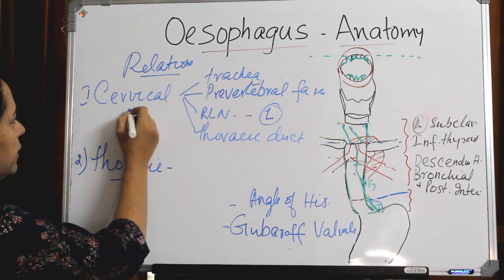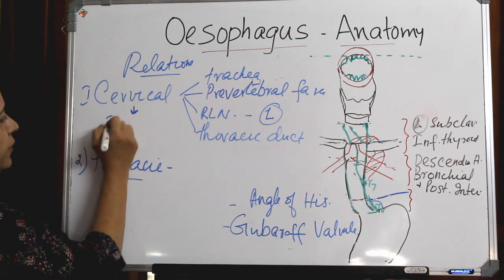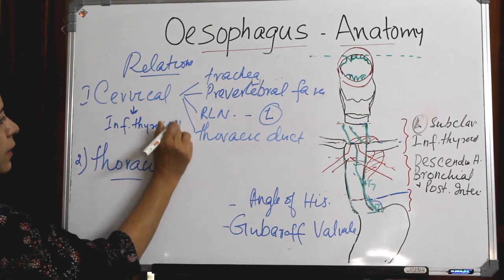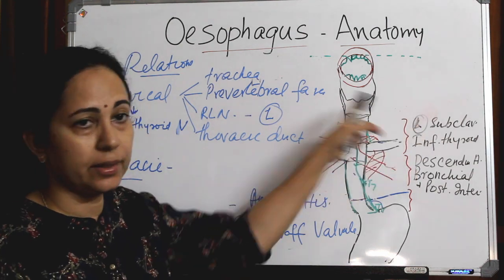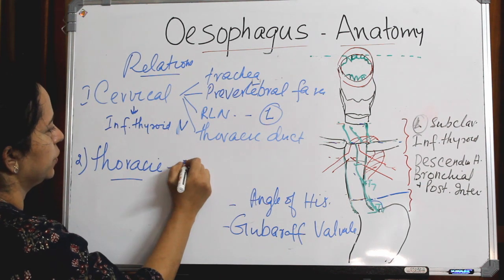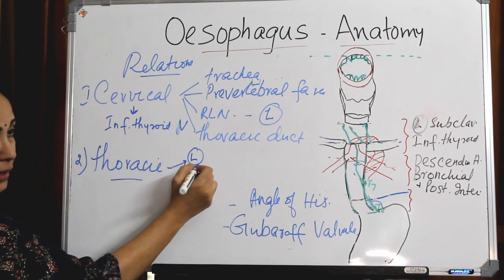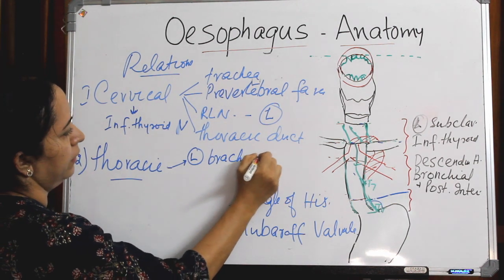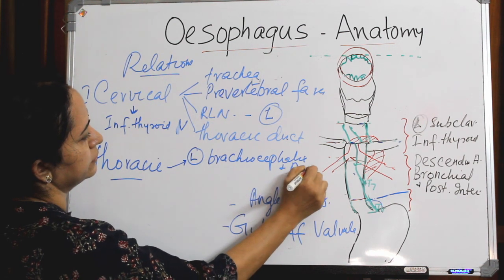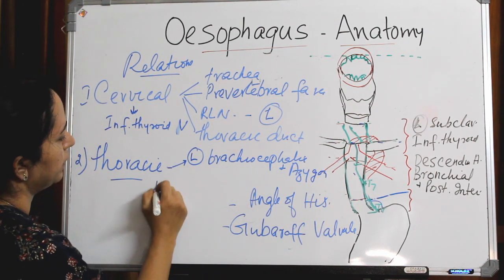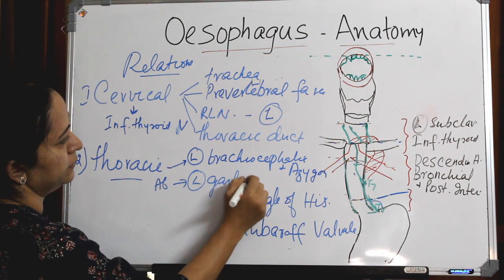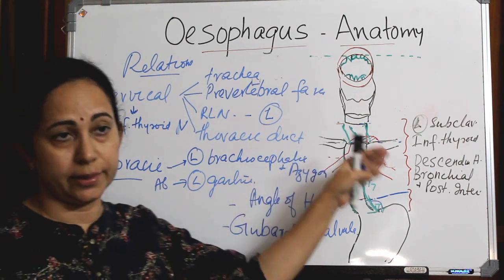On the cervical part, the veins mainly go into the inferior thyroid vein. As I already told you, it is the inferior thyroid artery and inferior thyroid vein. From the thoracic part, it goes into the left brachiocephalic and esophageal veins. And from the abdominal part, it goes to the left gastric venous system, as it follows the arterial supply.